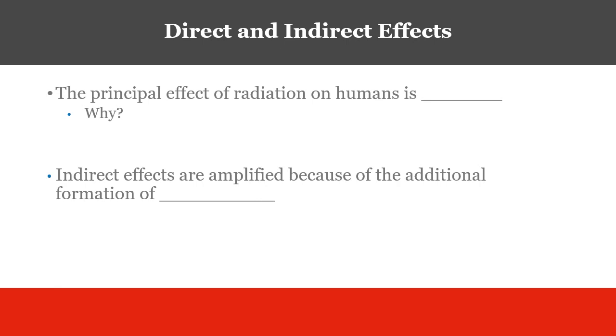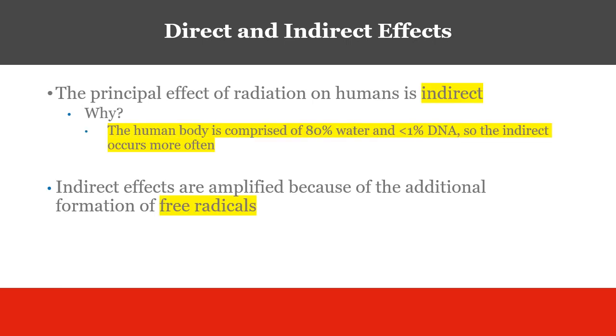Continuing the discussion of the direct and indirect effects, the principal effect on humans is indirect. I'm going to talk about why. First of all, when you consider that 80% of the body is comprised of water, you're going to have a lot more indirect actions or effects occurring. The human body is comprised of 80% water and less than 1% is comprised of DNA. Since the indirect effect occurs more often, that's going to be your principal effect.